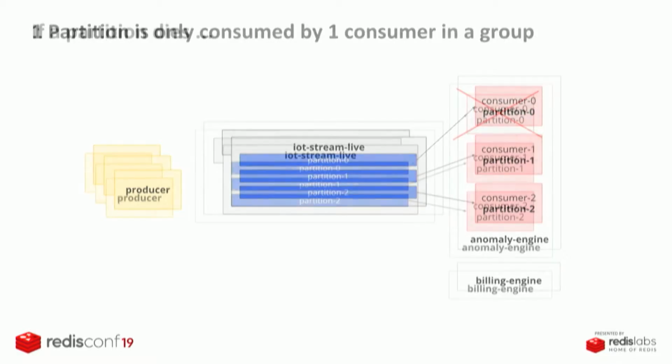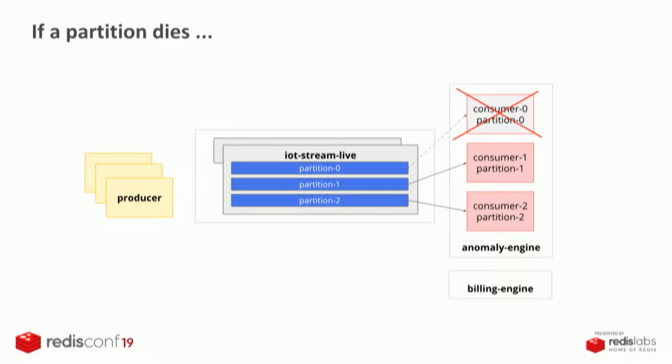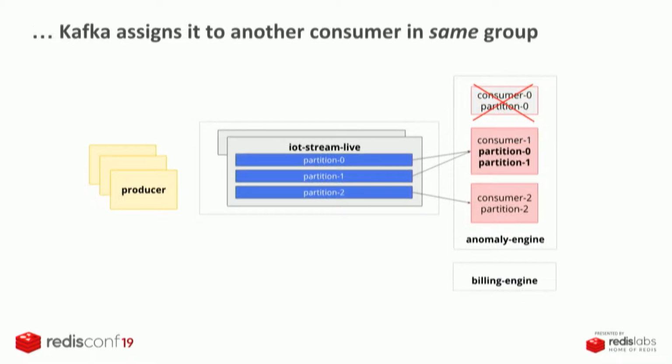Now, what happens when a consumer within a consumer group dies? It's no longer functioning. So what Kafka would do is it would reassign that partition to another consumer in the same consumer group. In this manner, the fundamental axiom that one partition is only served by one consumer still holds true, because Kafka has now swapped out the old consumer and the new consumer takes over. But it's all within the same consumer group.